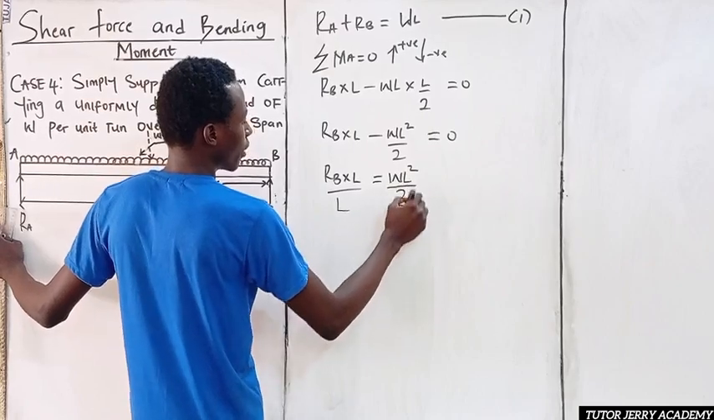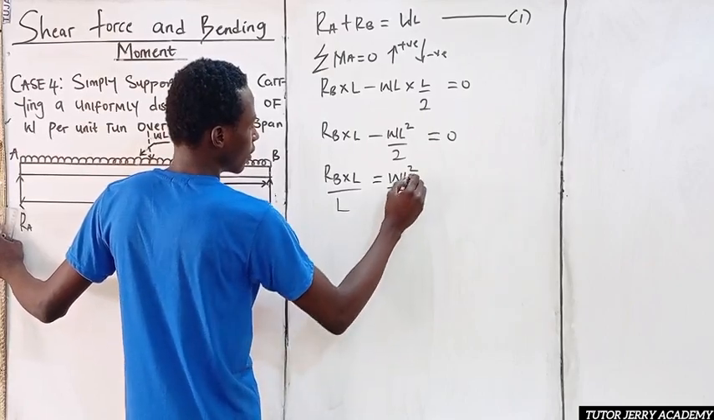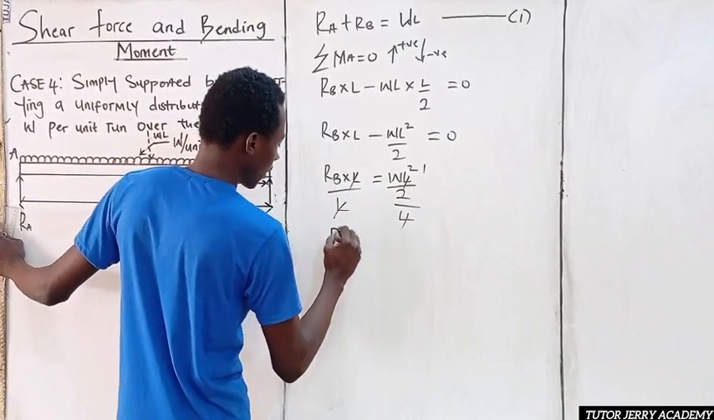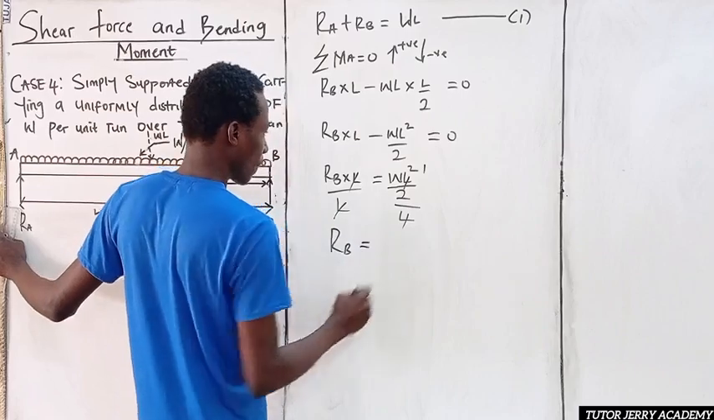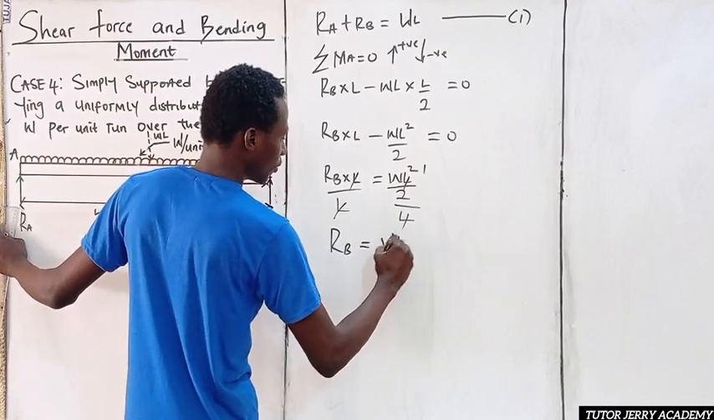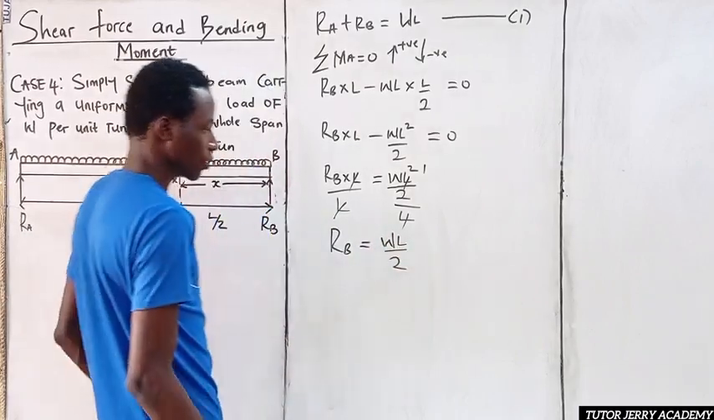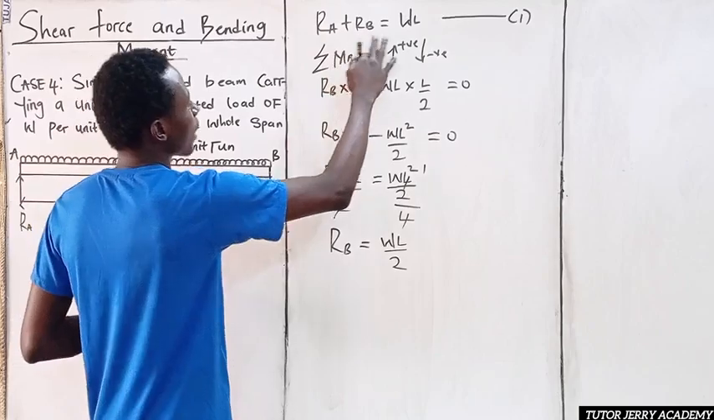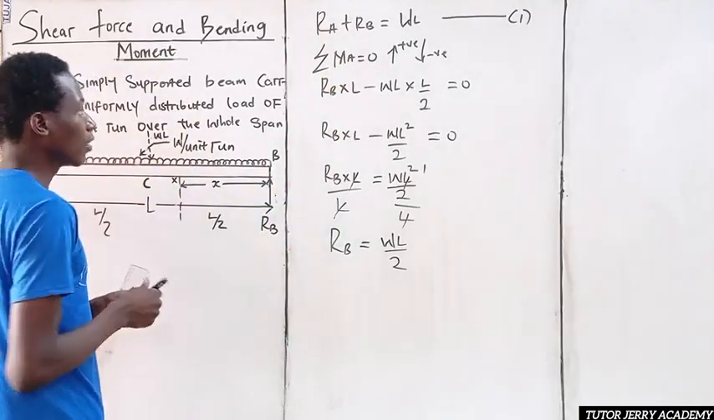So one L here has gone, and one L here has gone, and we have one remaining. So RB will be equal to WL all over 2. Now we know that from equation 1, RA plus RB is equal to WL.